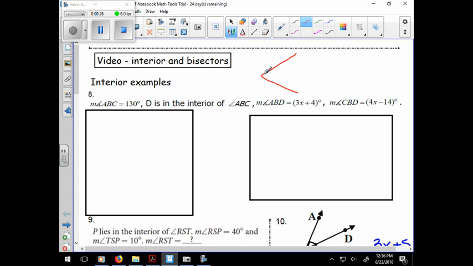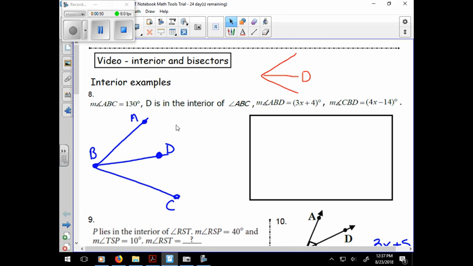If we read number 8, angle ABC, the measure of ABC is 130, and D is in the interior of angle ABC. So if this was my angle ABC, how do you draw someone in the interior? You just draw another segment and put a D in there. Okay? And there is my picture. ABC, I drew a segment or ray out of it and put a D. If you want to draw this, you can pause me.